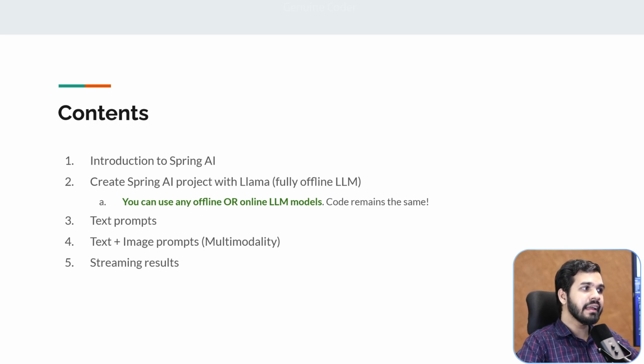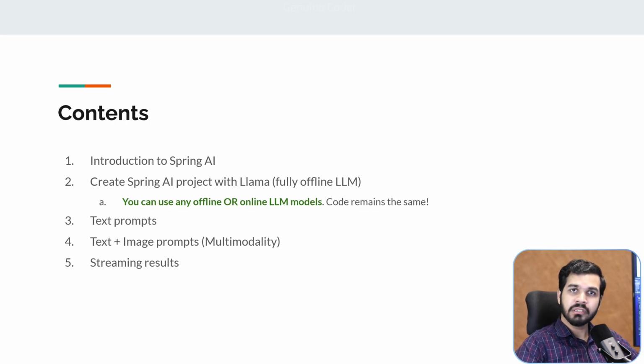And then we will create a simple Spring Boot application from scratch and then integrate the Llama AI. So for this tutorial, we will be using a fully local Llama LLM model. But that doesn't mean you cannot use anything else. You can use the same code and the same examples that I am going to teach you for any AI model you have. And that is one of the main advantages of Spring AI. You can connect to any LLM model that is out there.